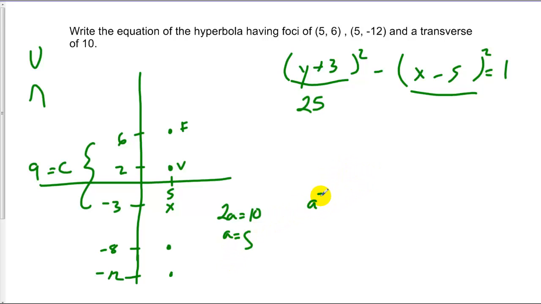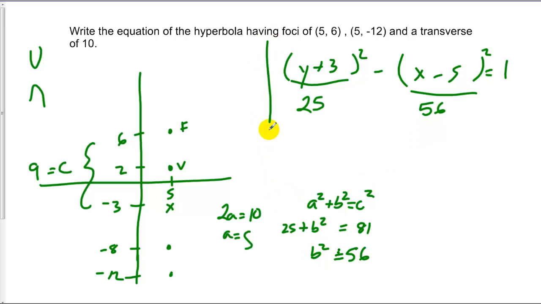We know once again that A squared plus B squared equals C squared. I have my C value of 9, so 81 is C squared. A value of 5, so A squared is 25. Plus B squared is going to equal 81. Therefore, my B squared term is 56. And I can just put that term right here. And there's my equation. Let's keep moving.